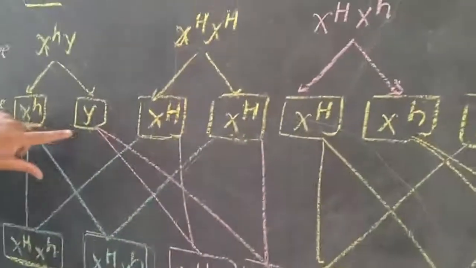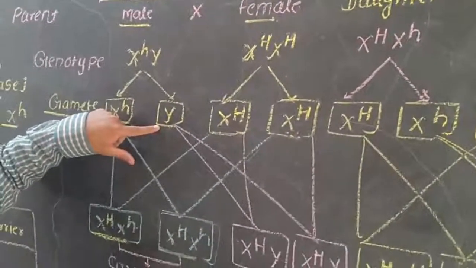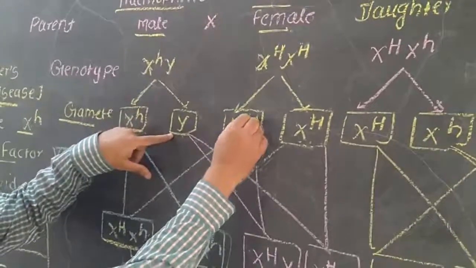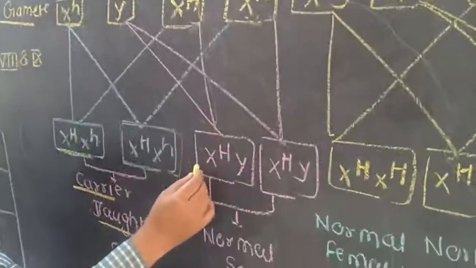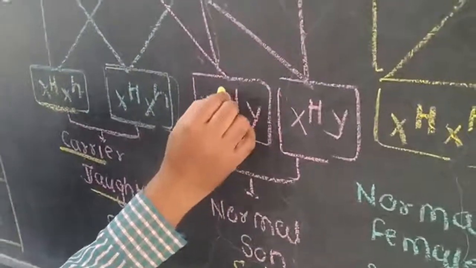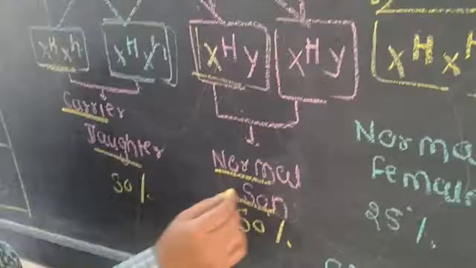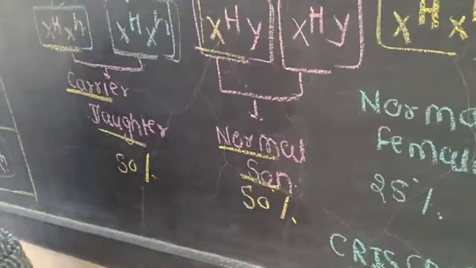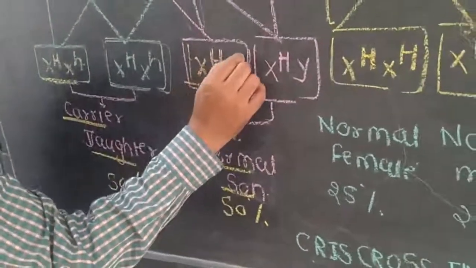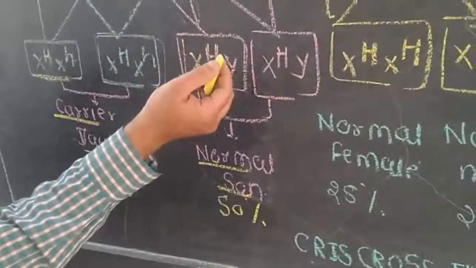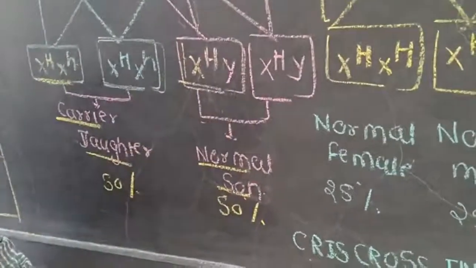Then another gamete, which contains the Y chromosome, fuses with the egg, the female gamete, and after this fertilization a new offspring is produced. It will be normal; it will be a son, a male. He is normal because the dominant gene is present on the X chromosome, and on the Y chromosome there is no gene responsible for hemophilia. So this son will be normal.